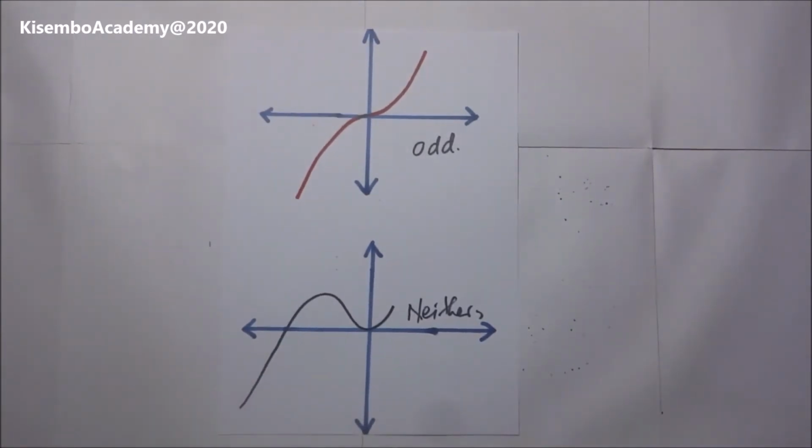So we have taken note of that. When we want to identify graphs that are representing odd or even functions, the key thing to take note of here is this: odd functions are symmetrical about the origin, or they have a rotational symmetry about the origin. And even functions are symmetrical about the y-axis.